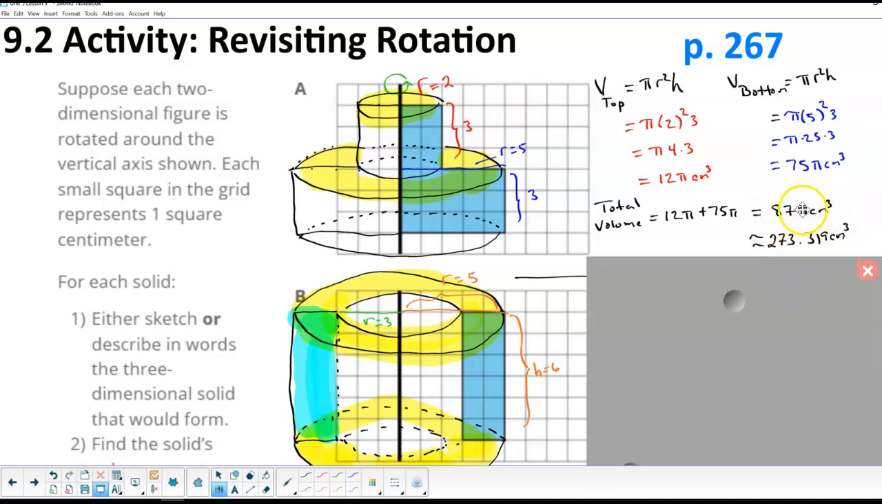If you did that using the pi button, you should have gotten 273.319 centimeters cubed. If you use 3.14, that's less accurate because you had to round pi, but you should have gotten something pretty close to 273 point something.